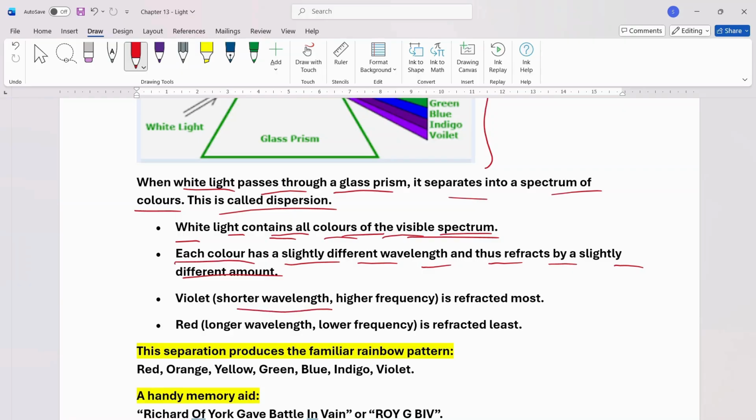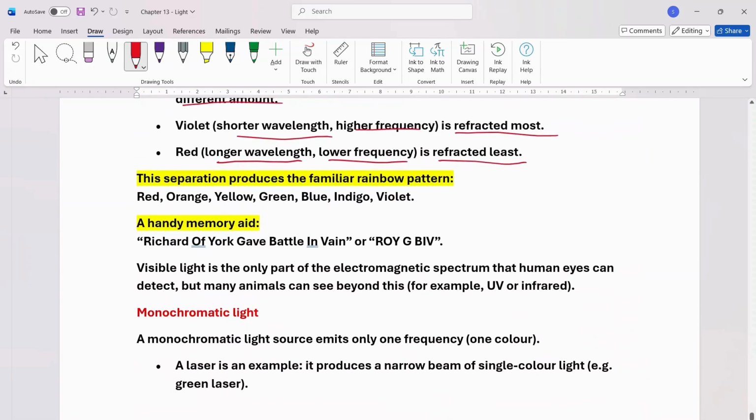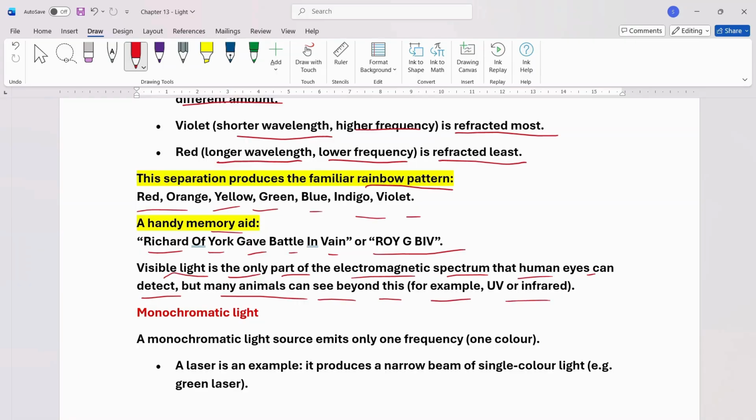Violet, shorter wavelength, higher frequency, is refracted the most. Red, longer wavelength, lower frequency, is refracted least. This separation produces familiar rainbow colors: red, orange, yellow, green, blue, indigo, and violet. A handy memory aid: Richard Of York Gave Battle In Vain. Like this, you can learn their order. Roy G. Biv. Visible light is the only part of the electromagnetic spectrum that human eyes can detect, but many animals can see beyond this, for example, UV or infrared lights.